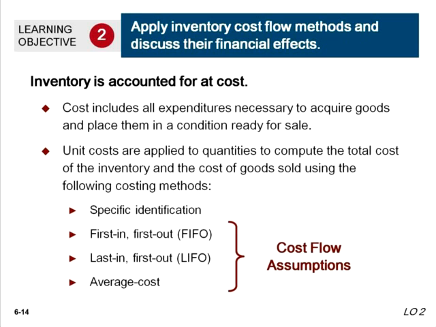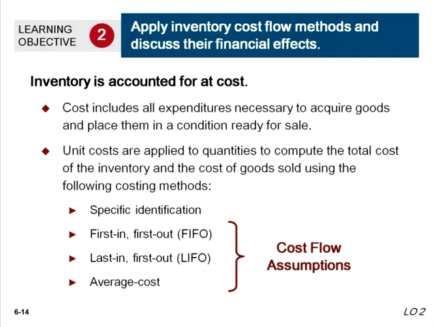So if we think about the cost principle, the cost of an asset includes all expenditures necessary to acquire goods and to place them in a condition ready for sale. This also applies to fixed assets, which we will see when we get into Chapter 9. Next bullet, unit costs are applied to quantities to compute the total cost of the inventory and the cost of goods sold using the following cost methods.